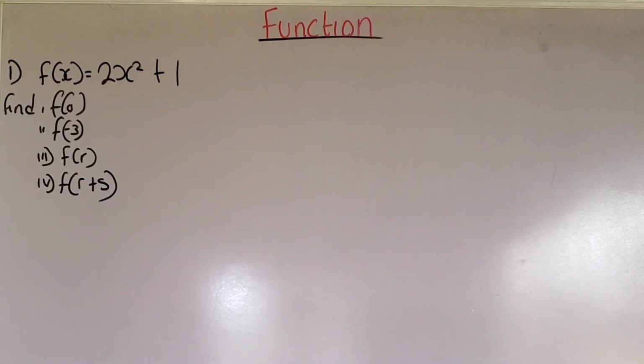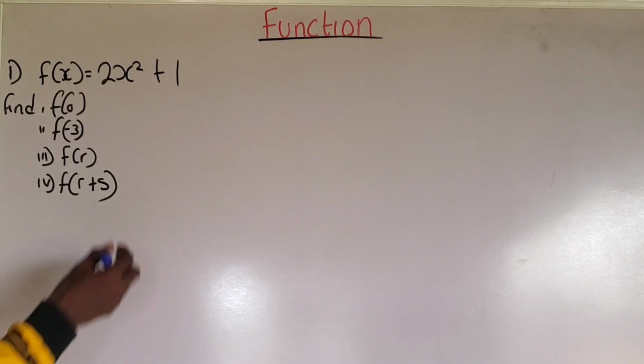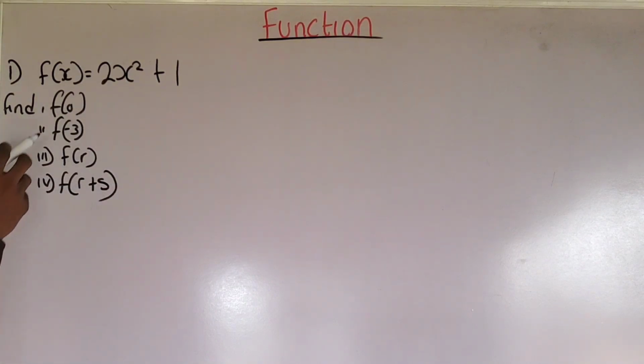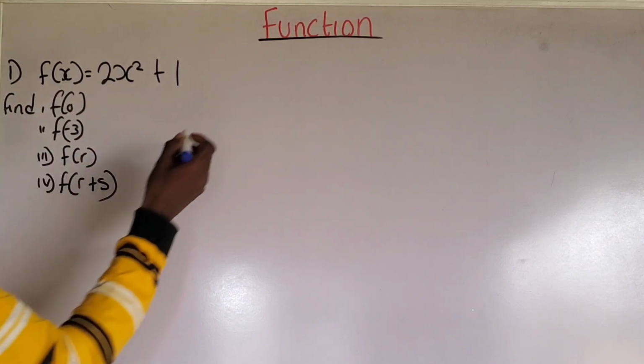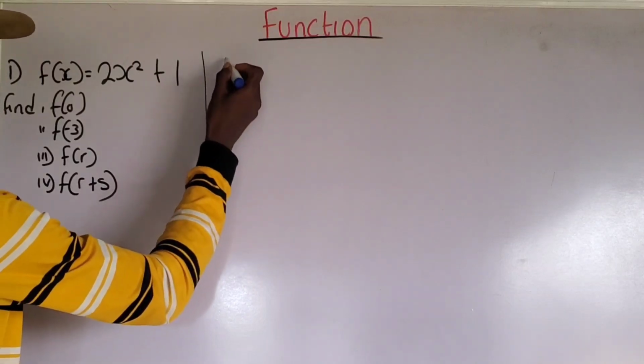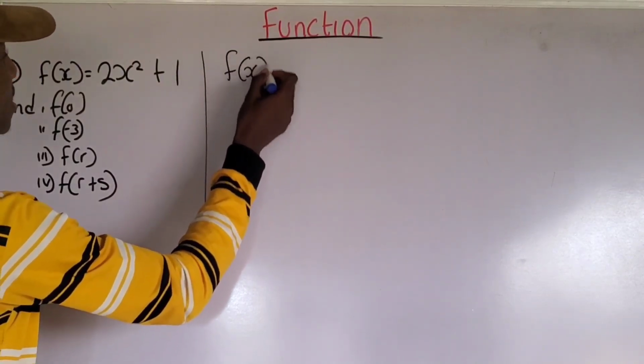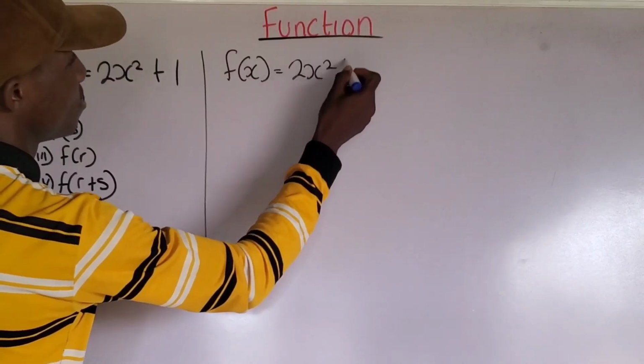Okay, we are given that f of x is equal to 2x squared plus 1. We are asked to find f of 0, f of negative 3, f of r, and f of r plus s. Now, let's start with the first question, which is f of 0. All you have to do is replace 0 as the value of x in this function. You understand? Please pay attention, the function is f of x is equal to 2x squared plus 1.